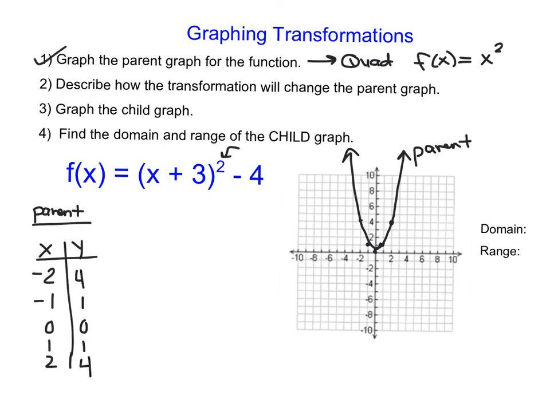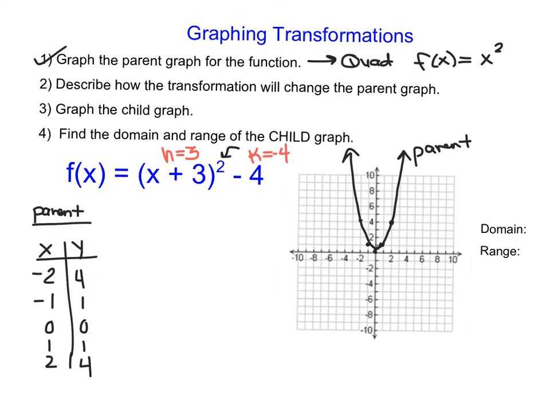My second step then is to describe the transformations that will change the parent graph. Well, here I can see I have an h value of 3 and a k value of -4. So those two values are going to change my parent graph. I notice here that my a value, there doesn't appear to be one, and that's just because a is 1, and a is not going to stretch or shrink the graph for this particular problem. So we just need to focus on h and k.